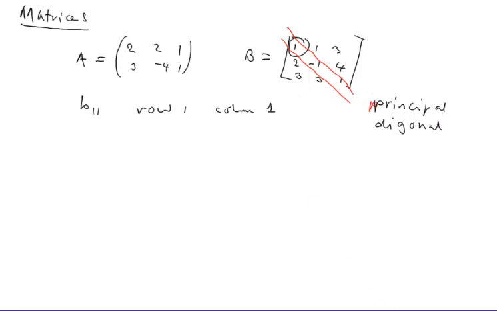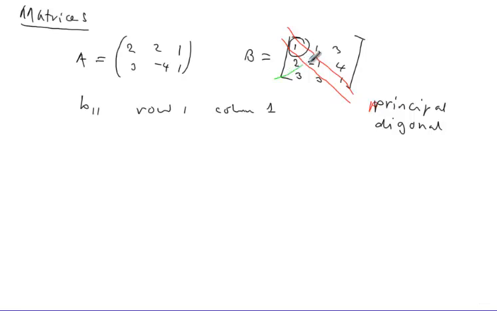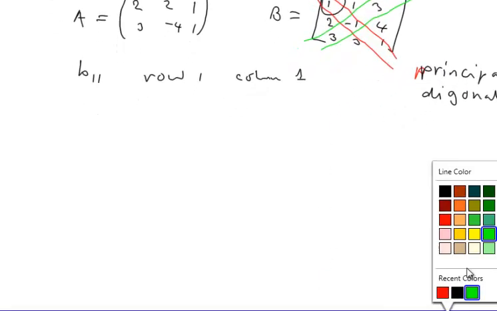And the other diagonal, which is this one, we call it the secondary diagonal. Is that right? Okay. So having that, this is how we name the entries: row, column.